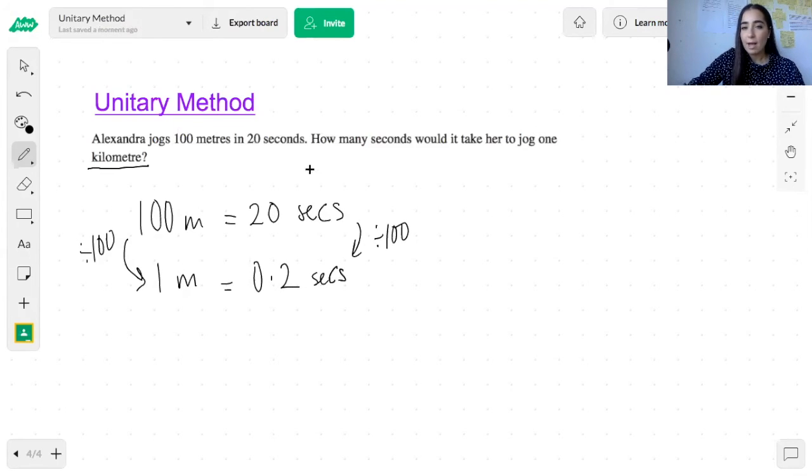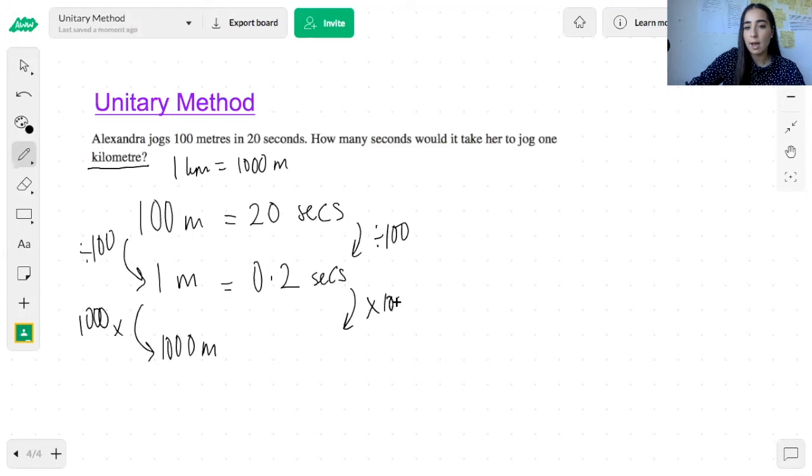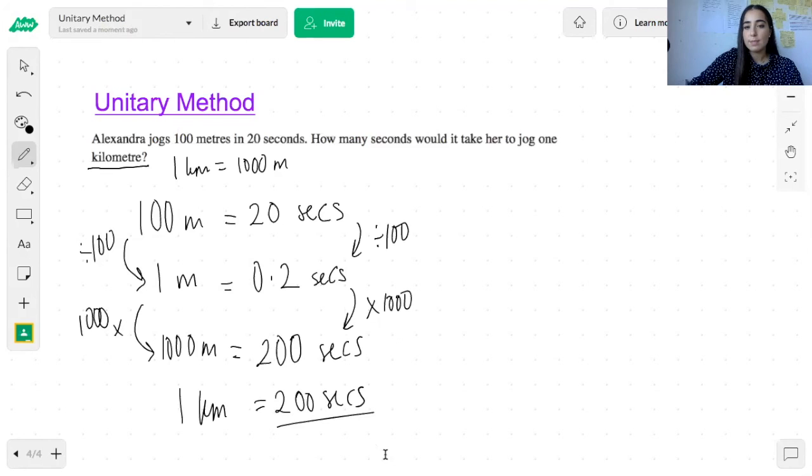And then because we want to see how long it's going to take for her to jog 1 kilometer, we know that 1 kilometer is the same as 1,000 meters. So if we have 1 meter and we want to get to 1,000 meters, then we need to multiply by 1,000. What we do to one side, we do to the other side. And then so here we get 200 seconds. So for her to jog 1 kilometer, it's going to take her 200 seconds. They're asking for it in seconds, so we leave our answer in seconds. And that's how you find it using the unitary method.